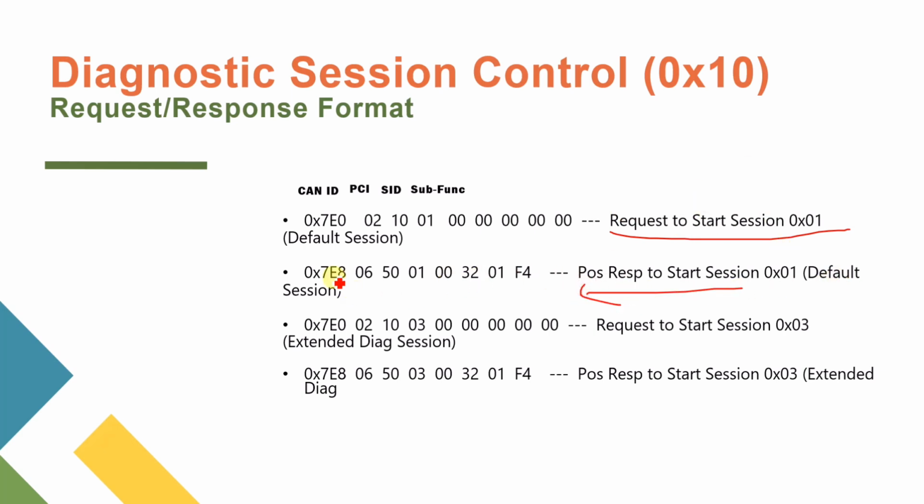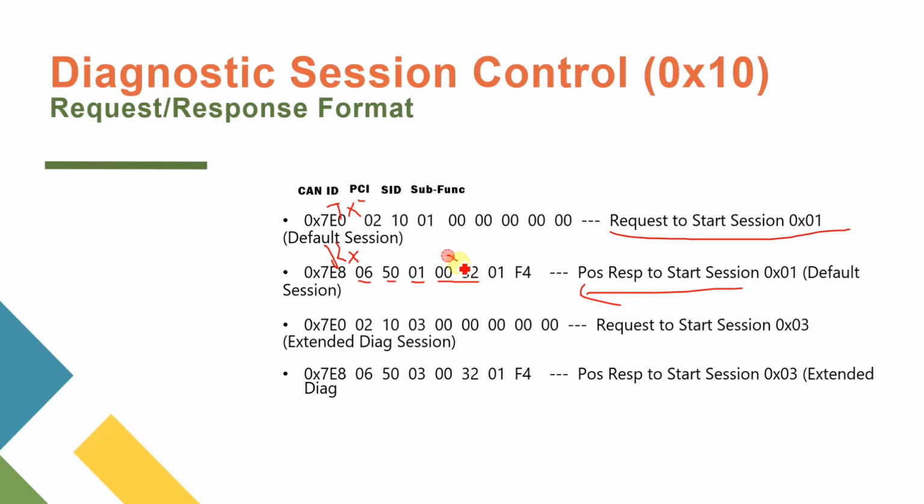Then the positive response will have this 7E8. 7E8 is for reception: 7E0 for transmit and 7E8 for reception. So that is the 7E8 RX CAN ID for powertrain. And we need to mention the PCI length. PCI length is 6 because 1, 2, 3, 4, 5, 6 bytes of information are incorporated in one frame. 06 and 50 is a positive response for default session, subfunction 01 and default session.